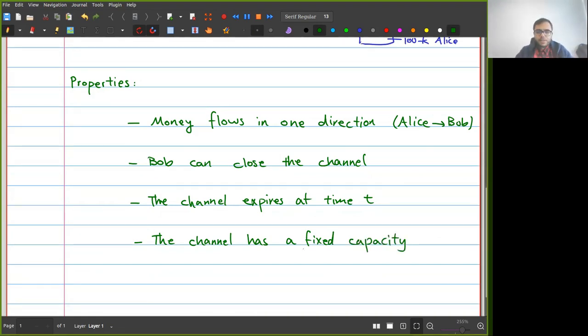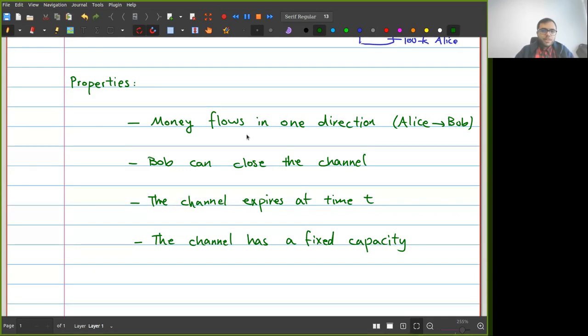Okay, some of these are desirable properties. So I might want to have, for example, this property that Bob can close the channel at any time. I would like to have this one, which says that the channel expires. I don't want to have a channel forever. But some of them are not so great. For example, today we will talk about this problem here, that money flows only in one direction.